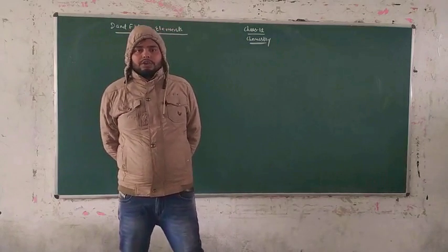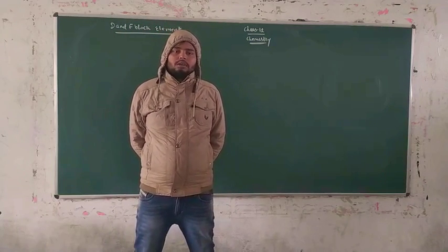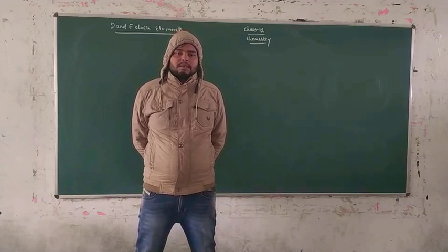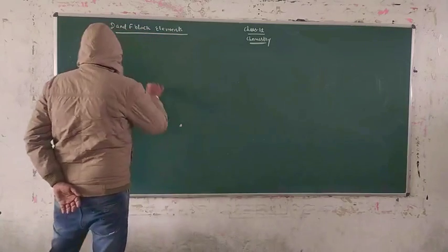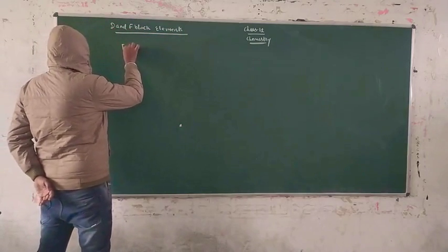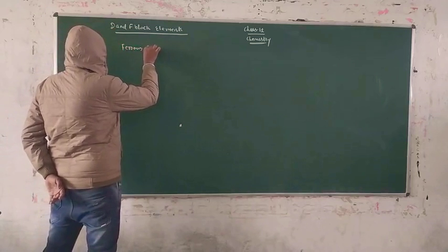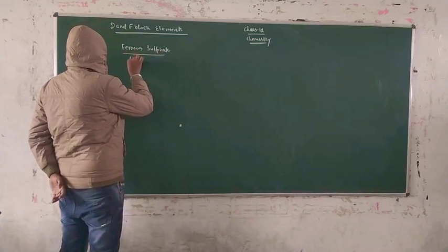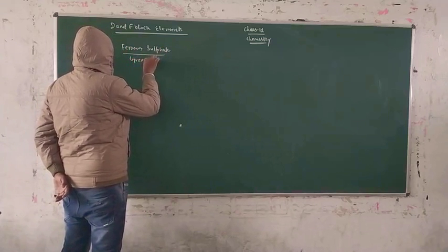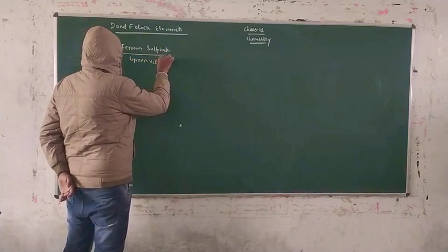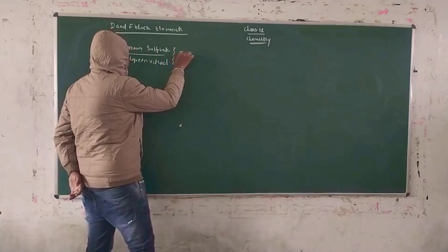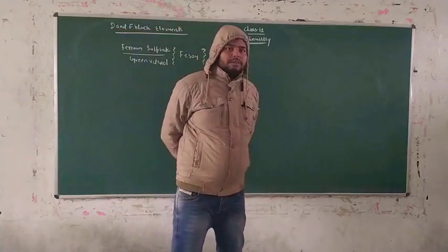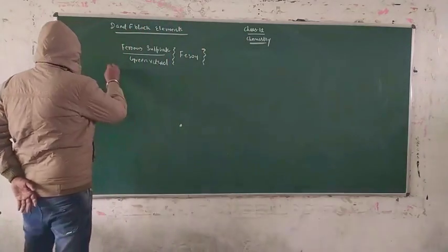In the previous section of the video, we discussed an important compound, green vitriol, ferrous sulfate. This is also called green vitriol, that is FeSO4. Today we have to discuss its properties.